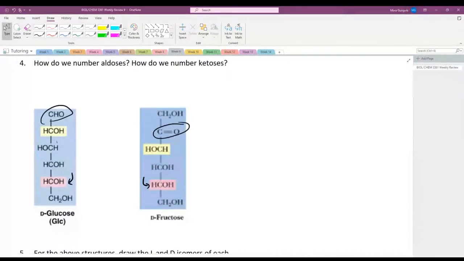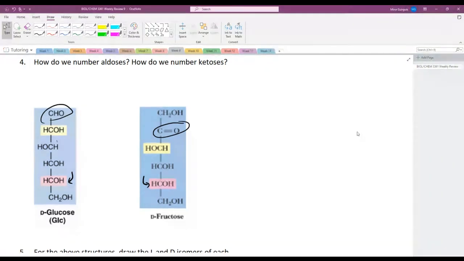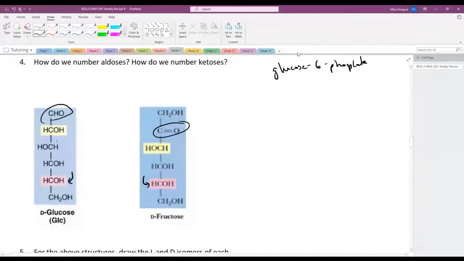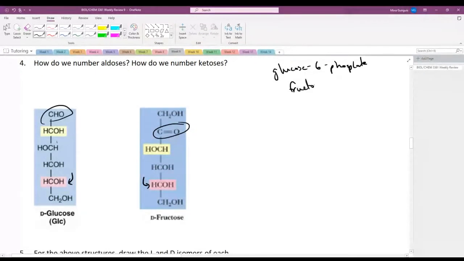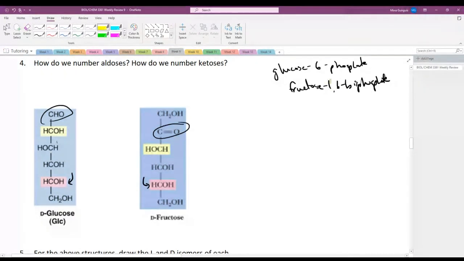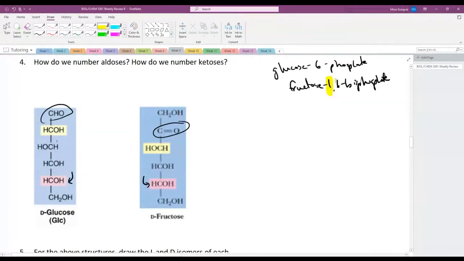So let's talk about numbering, okay? What I mean by that is, for example, I'm sure you guys have heard in glycolysis, you have glucose 6-phosphate. I'm sure you've also heard of fructose 1,6-bisphosphate, for example. Well, that's all well and good, but why is whichever carbon it is in fructose number 1, and why is this one number 6? That comes down to the numbering convention that we have.